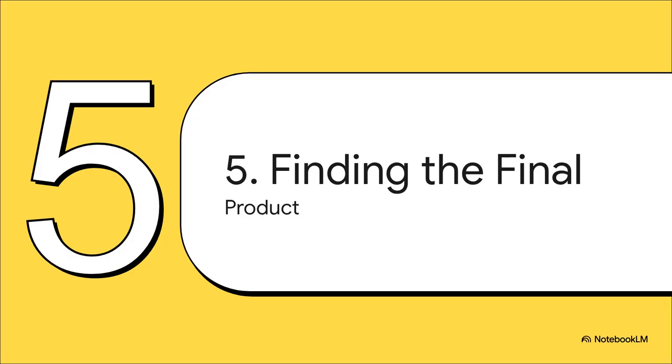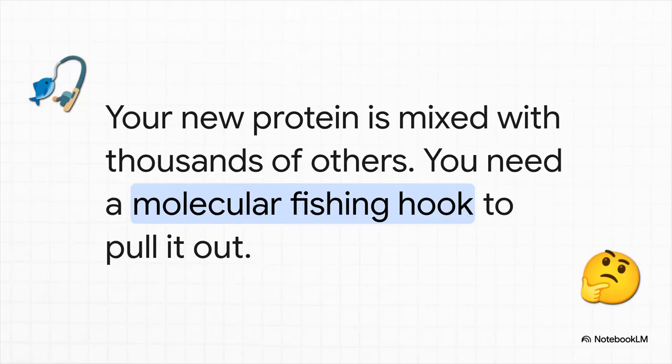Okay, so we've solved the translation problem. Our little E. coli factories are busy making our protein. But that leaves us with one final challenge. How in the world do you get it back out? Right. I mean, think about it. Inside that single bacterial cell, your brand new, super important protein is just floating around in this thick, messy soup with thousands of other E. coli proteins. Finding your one specific protein in there is, well, it's the ultimate needle in a haystack problem. You need some way to just fish it out.